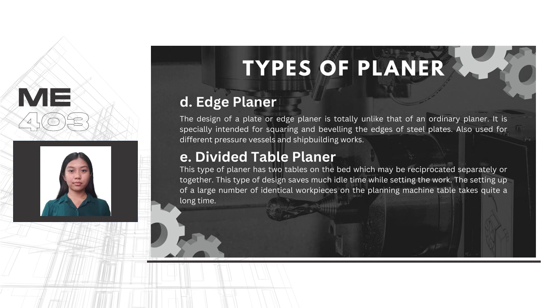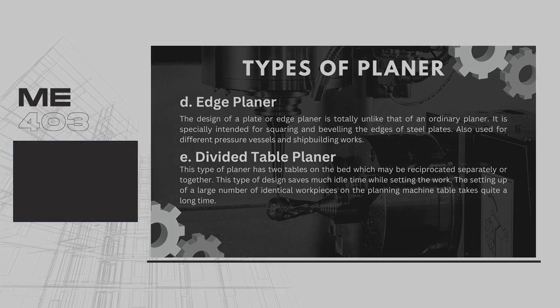An edge planer is way different from an ordinary planer, as its primary function is for squaring and beveling the edges of steel plates, as well as different pressure vessels and shipbuilding works. Lastly, the divided table planer has two tables. These may be reciprocated separately or joined. This is a time saver in terms of setting up to work.